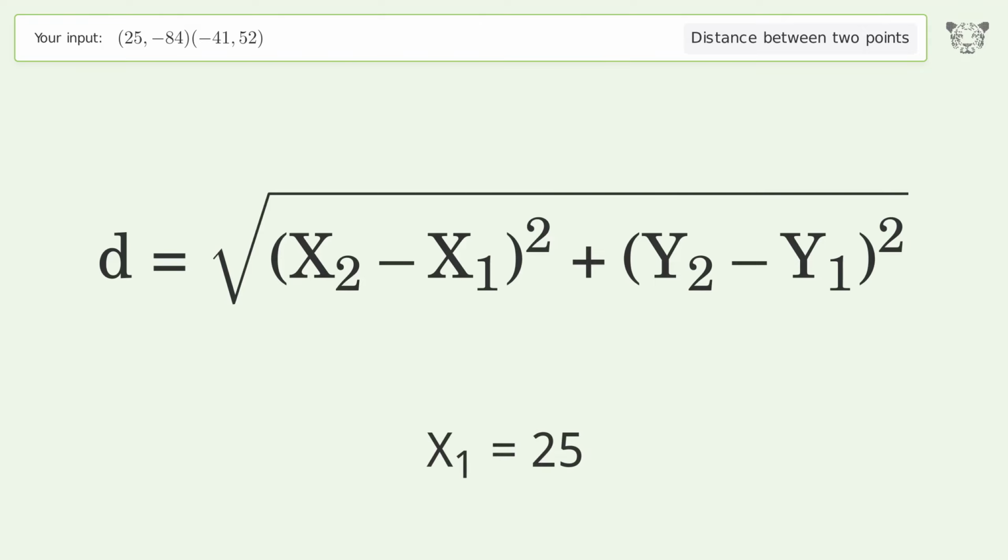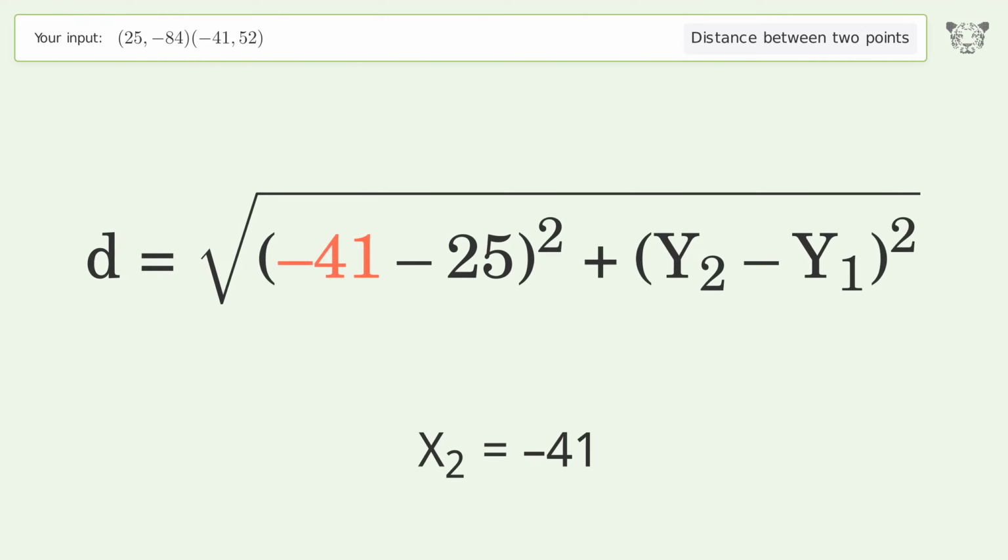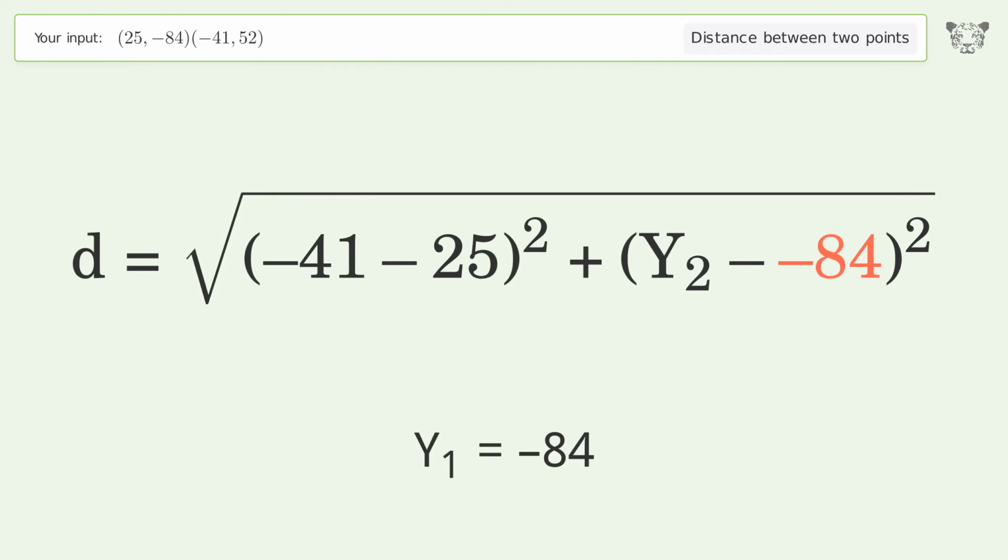x1 equals 25. x2 equals negative 41. y1 equals negative 84. y2 equals 52.